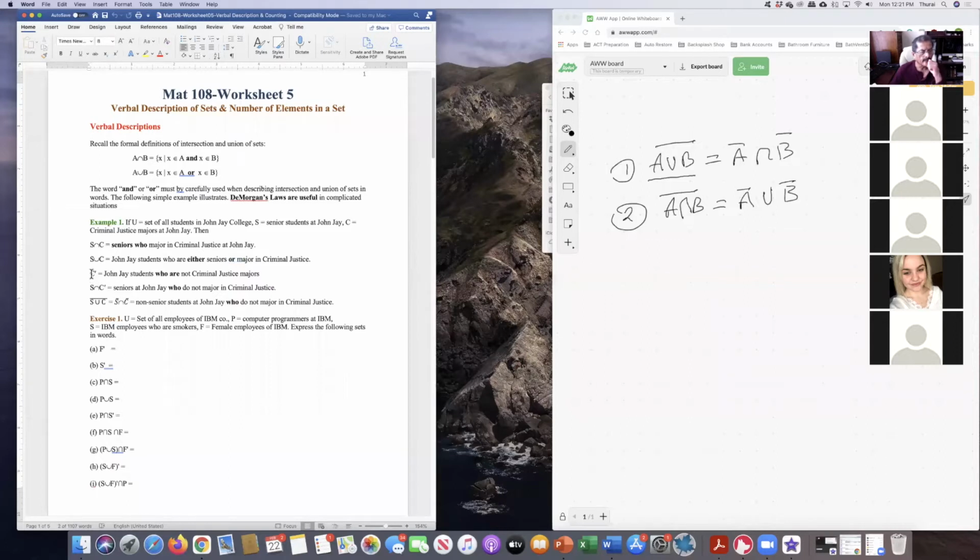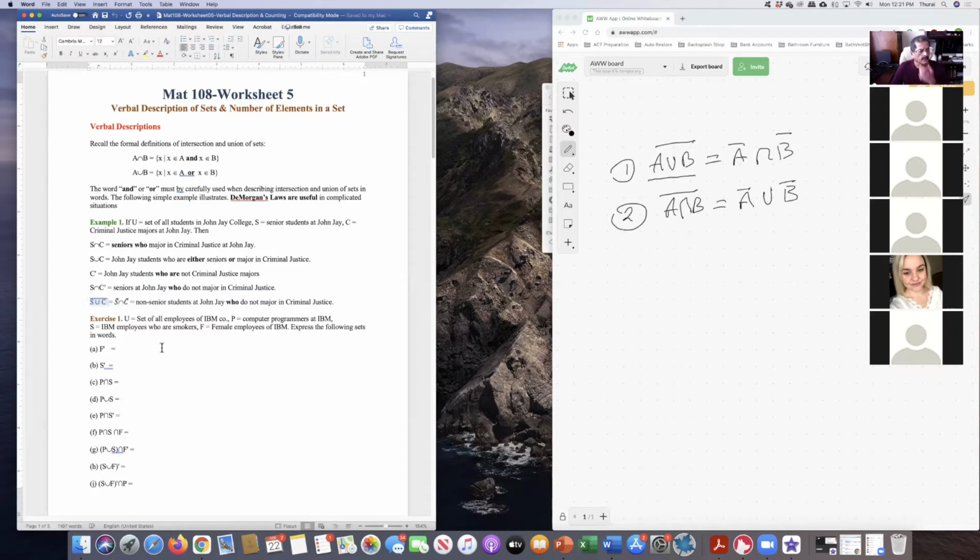C prime means everybody outside of C. C is students who are majoring in criminal justice. So C prime would be students who are not criminal justice majors: John Jay students who are not criminal justice majors. Okay, now S intersection C prime. S would be seniors, C prime would be non-criminal justice majors. So seniors at John Jay who do not major in criminal justice is the verbal description.